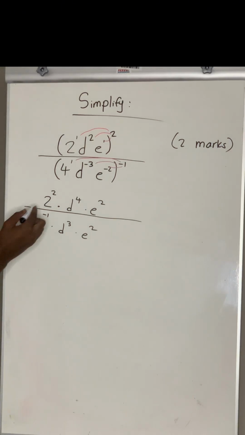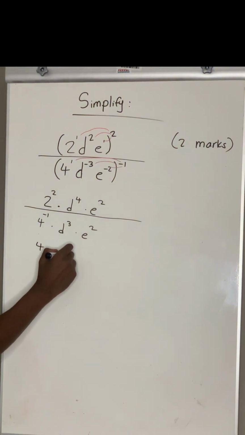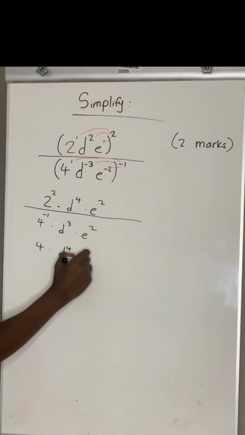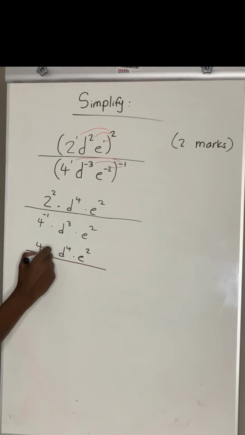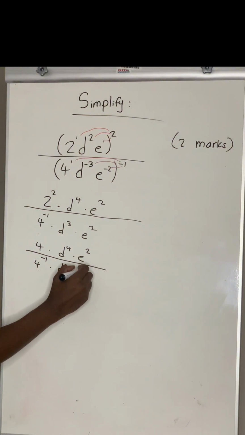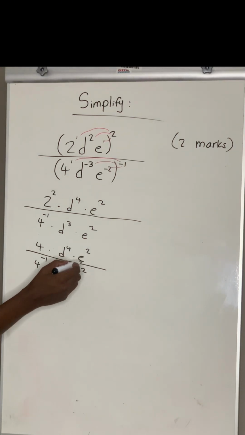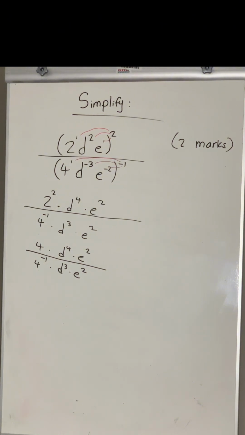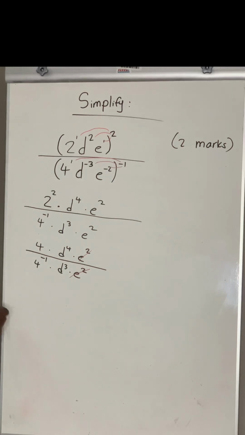Now from here we can try to simplify everything. We have 2 squared, which is simply 4 using a calculator, times d exponent 4 times e exponent 2, all of that divided by 4 exponent negative 1 times d exponent 3 times e exponent 2. Let's again look at each of these terms, dealing with everything step by step. This e exponent 2 and this e exponent 2 are going to cancel each other out because they are the same, on the numerator and on the denominator.